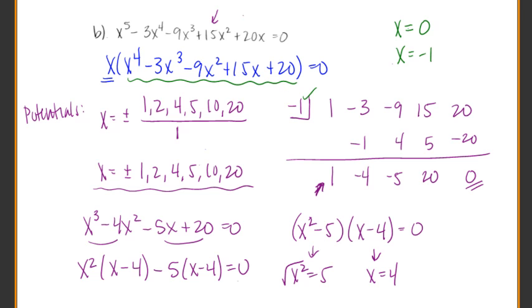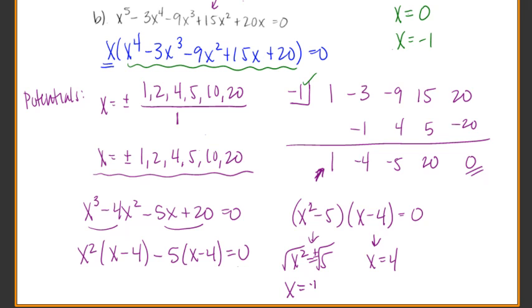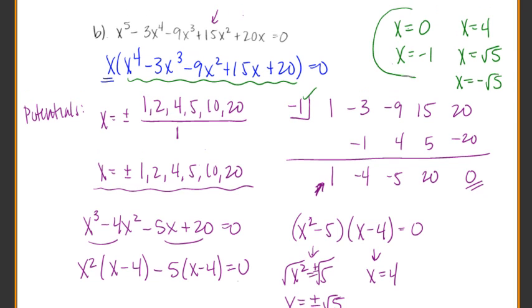Okay. Well, to finish that left one up, we've got to put the plus or minus when I take the square root of both sides. So x is equal to plus or minus the square root of 5. Let's add those to our list of potential solutions. So in addition to 0 and -1, we have x equals 4, x equals the square root of 5, and x equals the negative square root of 5. All of these right here are our potential solutions. There are 5 of them, and our original polynomial had 5.